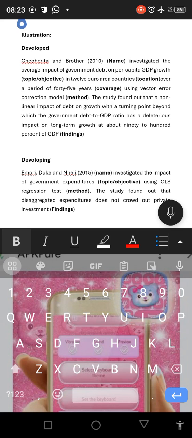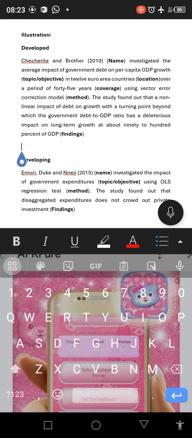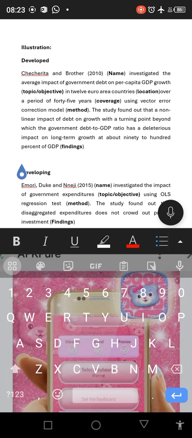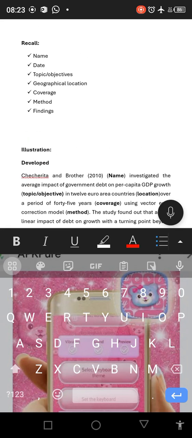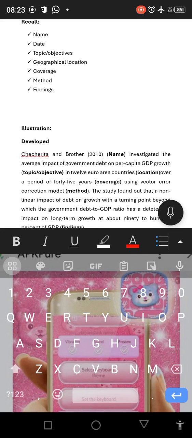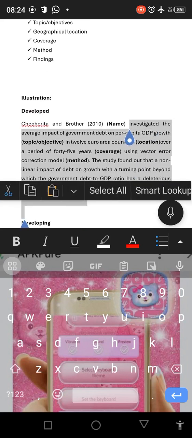So this particular study was done in 2010. I hope you can see. I want to review now my number 1, Shesherita and Brother, 2010. I hope you can see Shesherita and Brother, the name of those that wrote the article. 2010, the date the article was written. Investigated, let me highlight this so that you can follow easily.